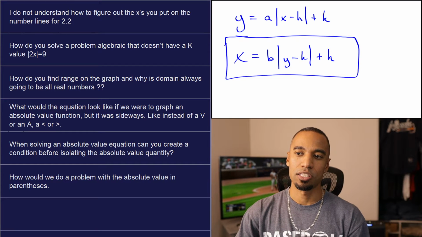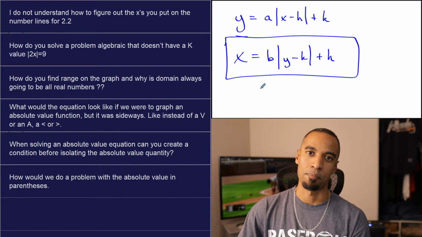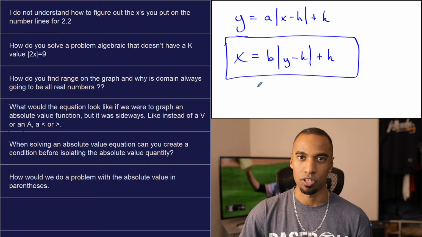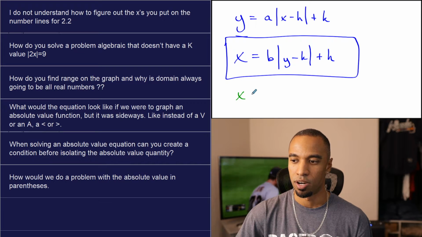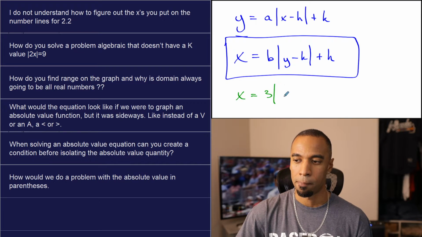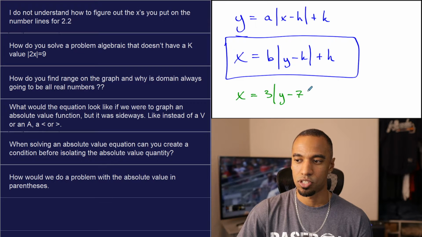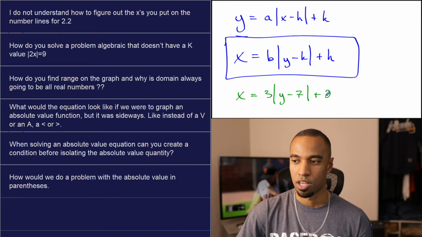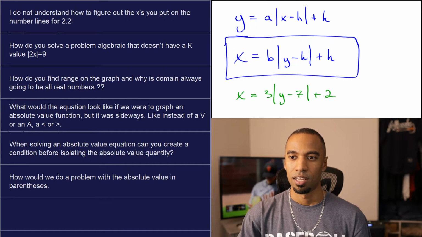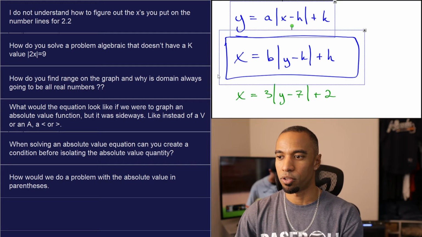So if I wanted to have a graph that would have a horizontal stretch factor, here, I'm going to use some of the numbers I used before. Horizontal stretch factor of 3, a vertical shift of 7, and a horizontal shift of 2. Like that. That's what would happen. So what would this graph look like here?